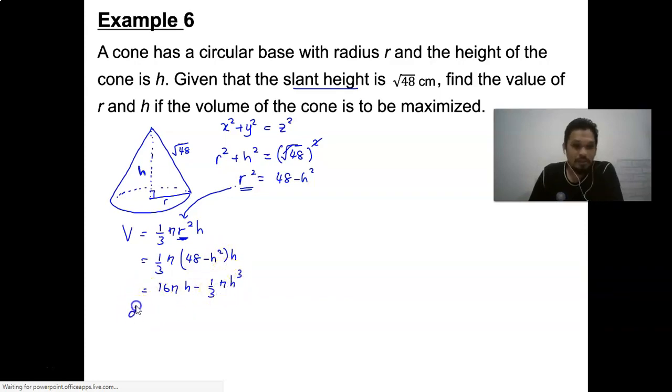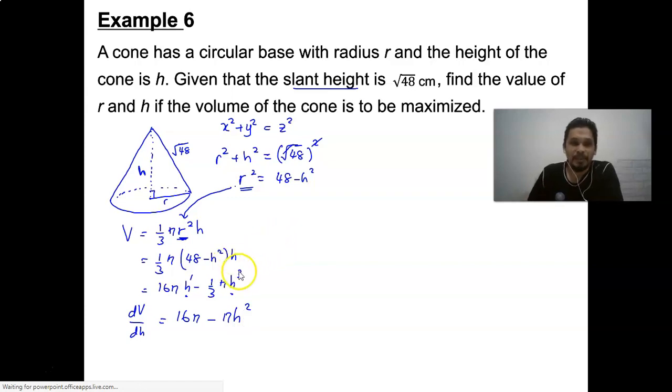So we are going to find the dV/dh, differentiate the volume V with respect to h. Okay, so then here h is unknown in this equation now, so we derive 16 pi h power of 1, bring up here, and then 1 minus 1 equal to 0. Minus, okay, differentiate this, 3 bring up here, become 3 multiplied with 1 over 3, so 3 divided by 3 equal to 1 pi h squared.